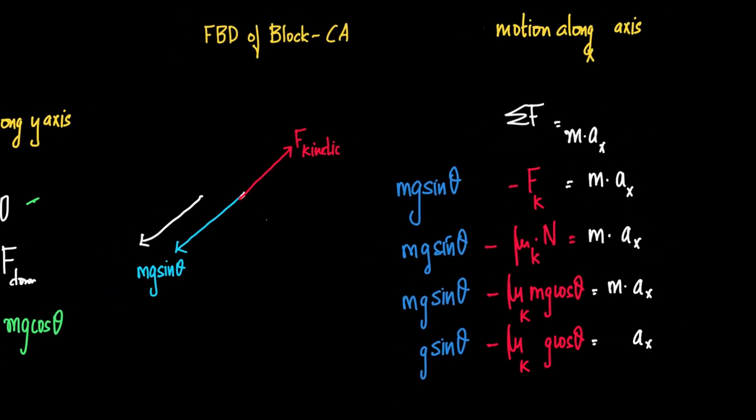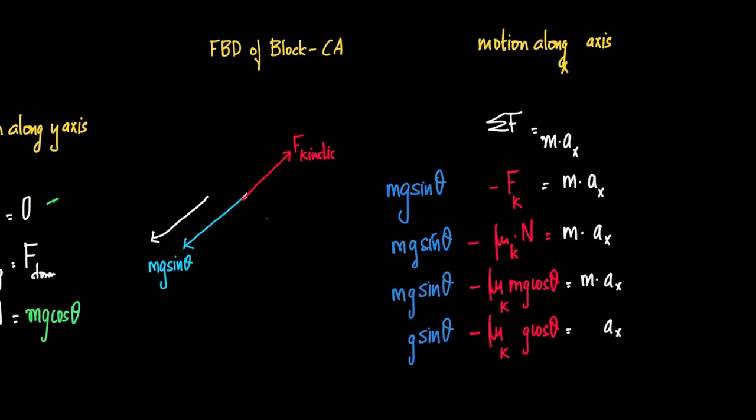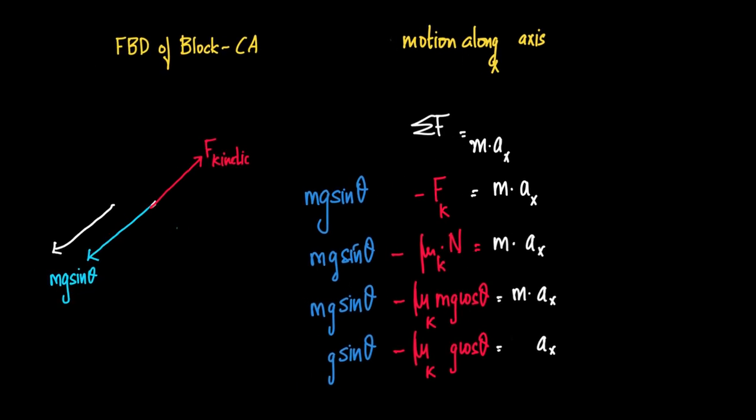Now, for the same block, if you consider motion along the x-axis, there are two forces acting along the x-axis. One is mg sine theta downwards, and the other is kinetic friction acting upwards, since the block is sliding downwards. The overall movement is downwards. Therefore, when you take sigma F, you will have to assign signs for these forces. Since mg sine theta and displacement are in the same direction, we'll take mg sine theta to be positive. And since friction is acting upwards, we'll take friction to be negative.